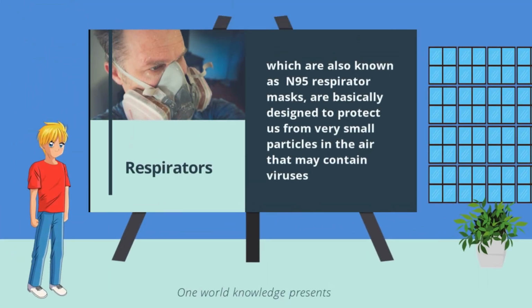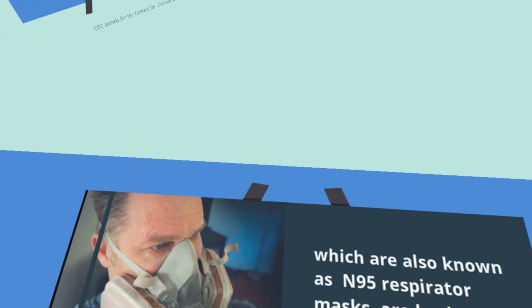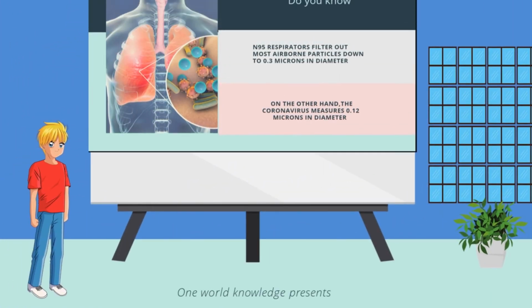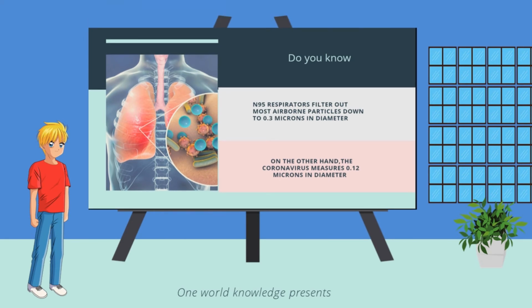Now let's talk about respirators, which are also known as N95 respirator masks. They are basically designed to protect us from very small particles in the air that may contain viruses. According to the Centers for Disease Control and Prevention, this name is given because they are designed in such a way that, if properly fitted, they can filter at least 95% of very small airborne particles. Do you know N95 respirators filter out most particles down to 0.3 microns in diameter? On the other hand, one should keep in mind that the coronavirus measures 0.12 microns in diameter.